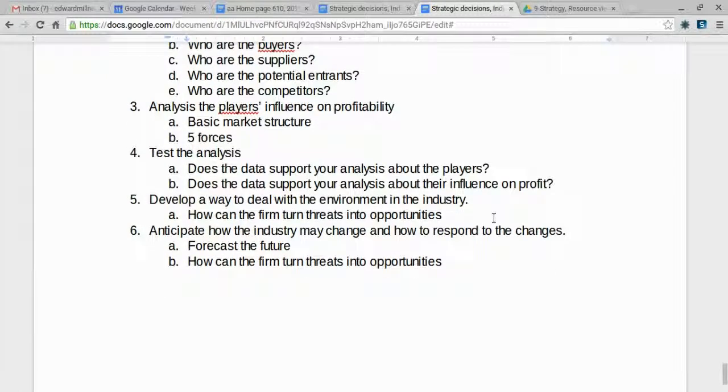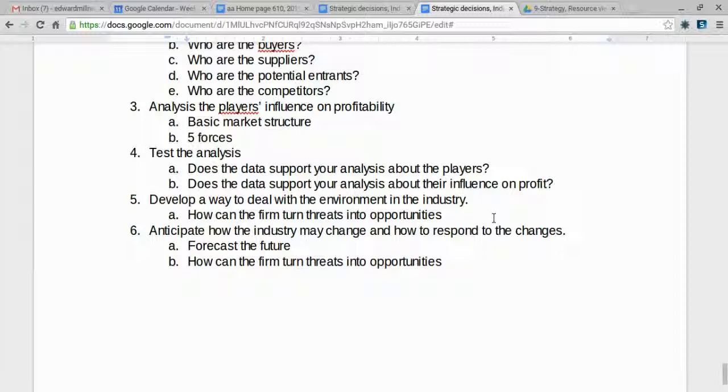A really good analysis would test the analysis. Does the data support your analysis about the players? People you think are selling substitute products? Well, in fact, do customers switch from the product in your industry to that substitute? How close are the prices of those two things? When price in one industry changes, does it influence sales in the other industry? If the cross price elasticity is zero, that probably says that product is not a substitute or is not a threat of a substitute to yours.